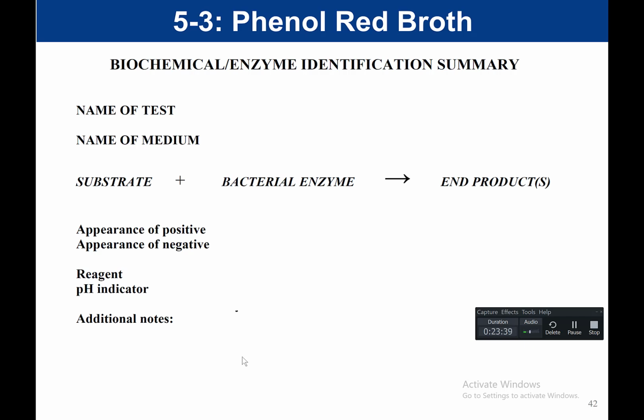So for example, in the Phenol Red broth, under additional notes, I would include the purpose, right? What's the purpose of that test? What does it mean to say that bacteria are non-saccharolytic? Basically, you want to understand your interpretation or your readout. Why do you need to do the readout between 24 to 48 hours? I would put that in the additional notes as well.